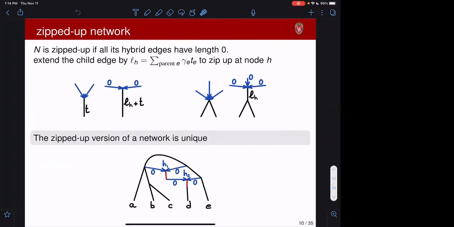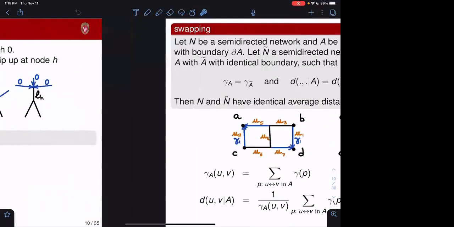And so we can transform a network to zip it up completely. We can do this at any one node, and then we can do this at all nodes. So if we do this, let's say I zip up at H2, and then later I zip up at H1, I'm unzipping H2, and so I have to re-zip up again at H2. But what we showed is that whichever order we do this in, we end up with the same Zip-top network. Okay, so then our revised goal is to identify a semi-directed Zip-top network.